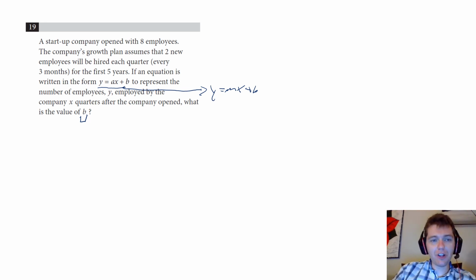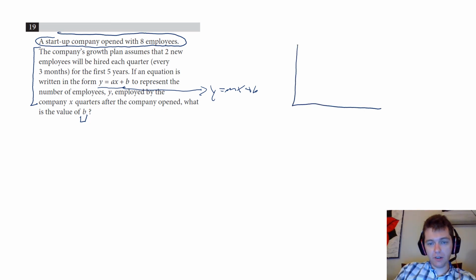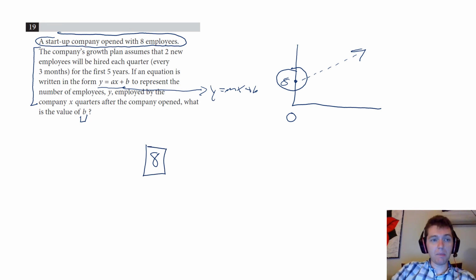So they've given a lot of information here about how many employees are going to be hired, and when, over how many years. But the important thing is the startup company opened with 8 employees. That is, if you were to make a graph of number of employees, you start at time 0, and here's your initial 8, and then there's some increase here, but 8 is your intercept. It is your b, which means that the answer is simply 8, given in the first sentence of that problem. So 8 is the answer, you can bubble it in.